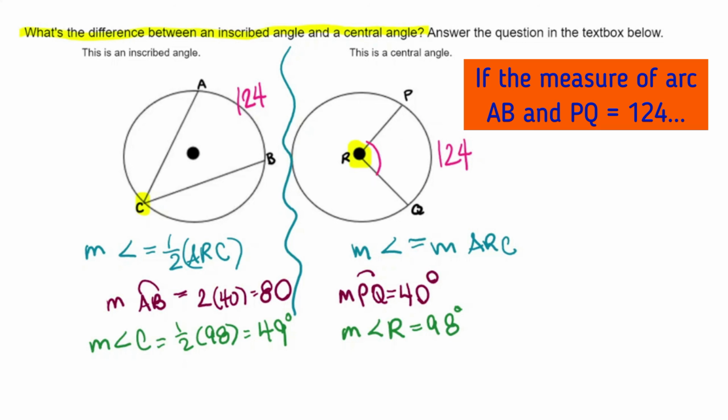With this one, once again, the easiest one to start with is the central angle, because it's always the same exact measure. Now, for the inscribed angle, they gave us the arc, so we're going to need to divide that by 2 to find the angle. So 1/2 of 124 is 62 degrees. And that's it, guys. That's everything you need to know about central angles and inscribed angles.